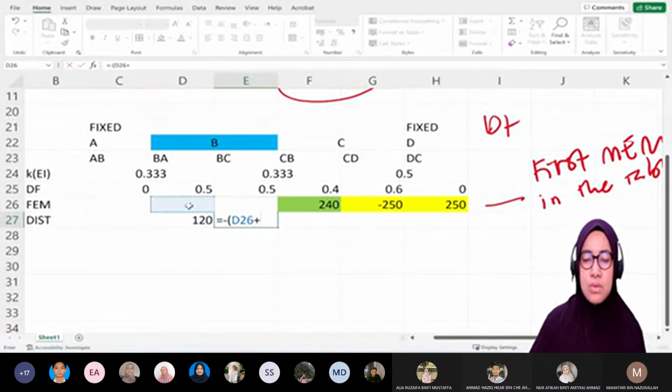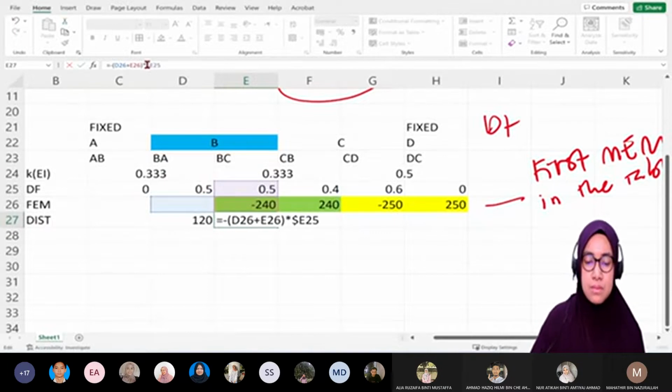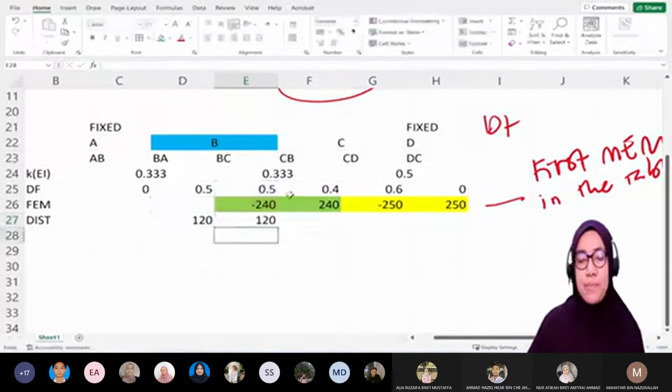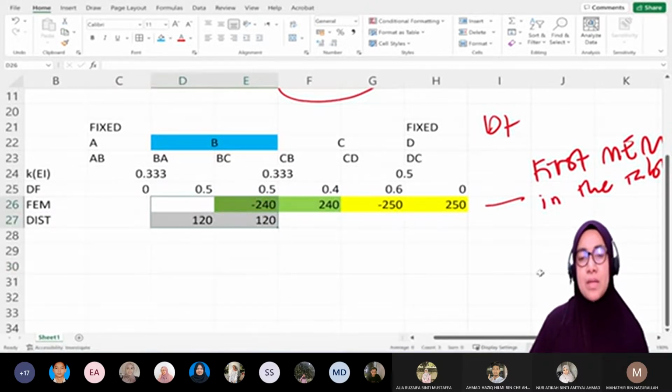I set all this into Excel with formulas so that we can continue the next cycle by copy paste only, multiplying with the distribution factor. That is why MDM is very easy to apply. So we get 120 because the factor is 0.5 as well. 0.5 is just dividing by 2. So the total comes to 0.